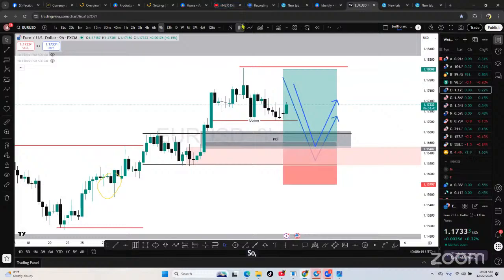So what I'm going to just change on Euro USD is that I would just like to tell you that there are two key levels there.